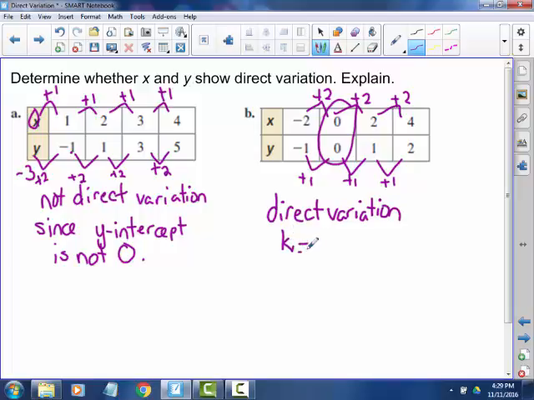And just for reference, they didn't ask for it this time, but k is 1/2, which you may notice is the same thing as your slope. Okay, so again, direct variation is just a line. All the properties of a line apply, with the special case that it has to go through the origin.